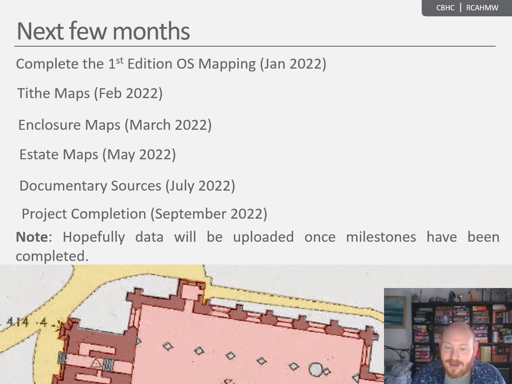And then between then and the end of the project, we'll be focused solely on the documentary sources, and if we can get some of them converted to a map format and uploaded too. So things will be uploaded. Those links that I've provided won't change between now and the end of the project, so please do check back regularly to see what we've uploaded, and watch this space.